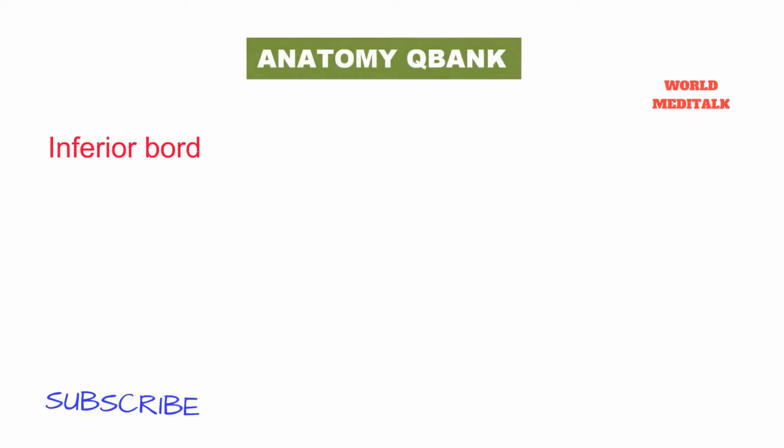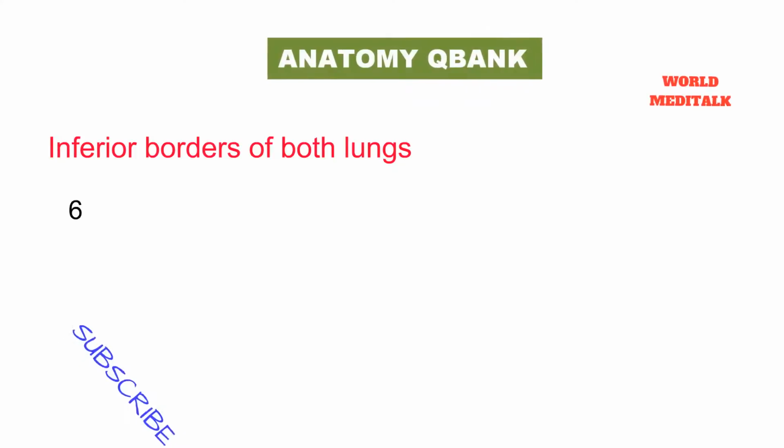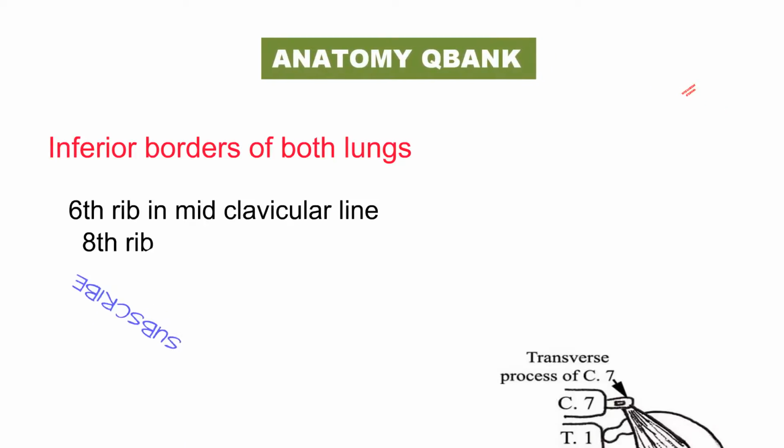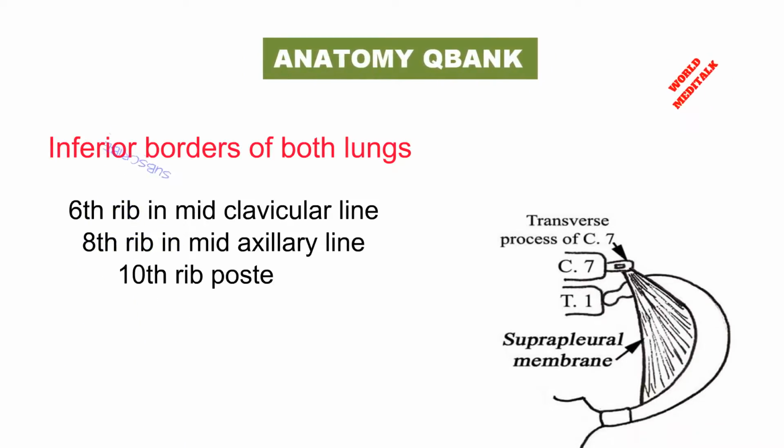The inferior border of both lungs occupies the 6th rib in the mid-clavicular line, the 8th rib in the mid-axillary line, and the 10th rib posteriorly.